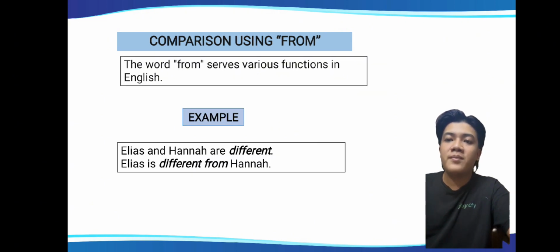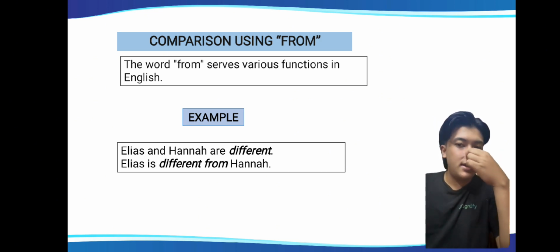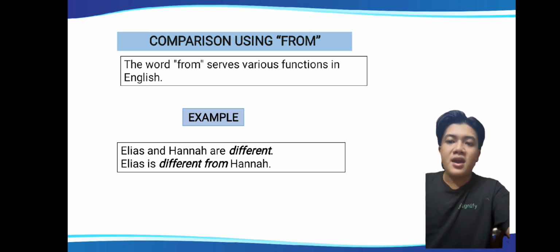Comparison using "from". The word "from" serves various functions in English. Example: Elias and Hannah are different. Elias is different from Hannah.